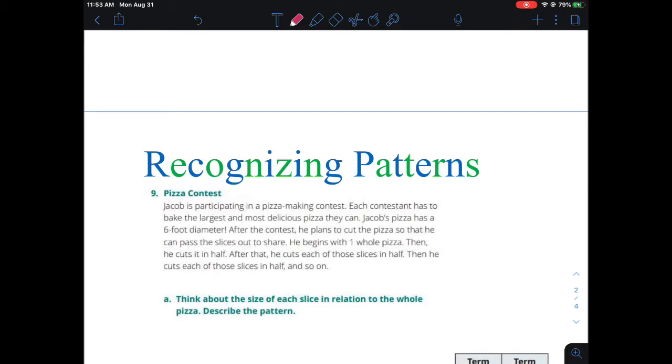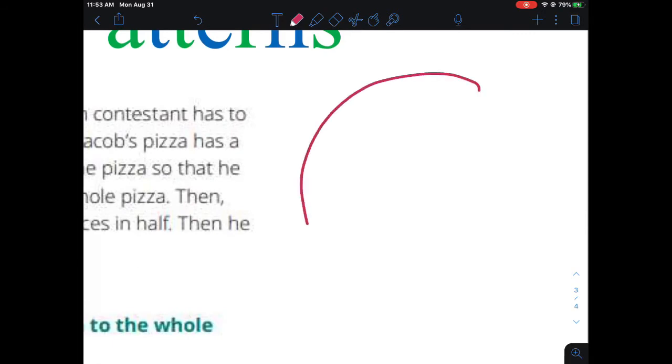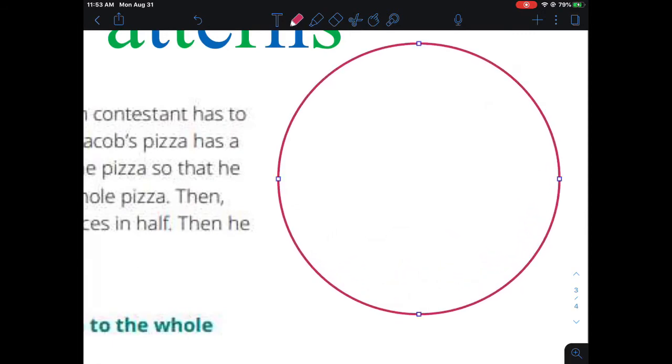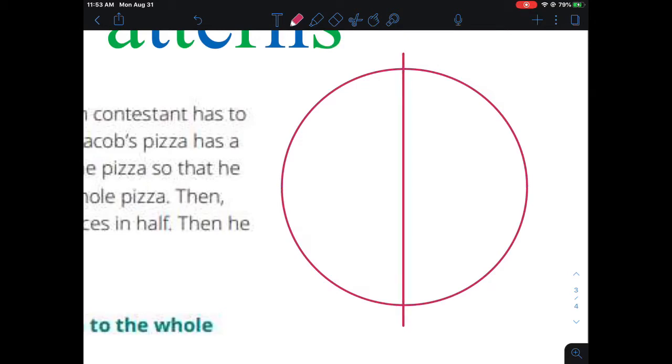Okay, so if you need a visual of what's going on because that really confused you, that's totally fine. Let's draw a picture. Okay, so pizzas are circles. Jacob's first cut, he's cutting it in half. So we'll draw that line right down the center. Now we have our pizza in 2 halves. Now he's going to make his second cut. So I'll just change colors. And he's going to cut those pieces in half.